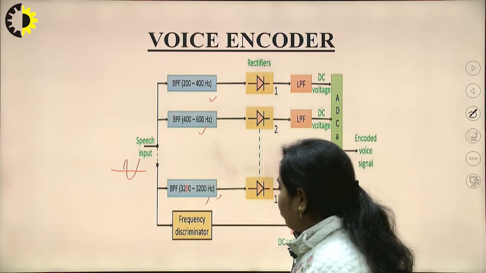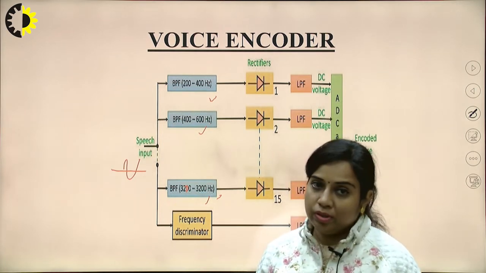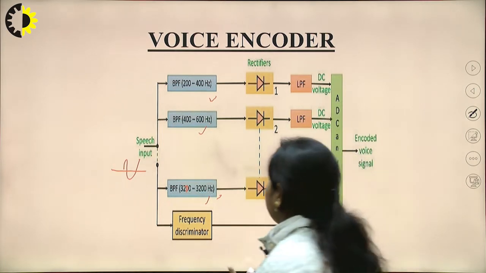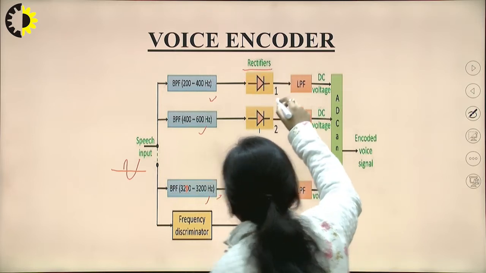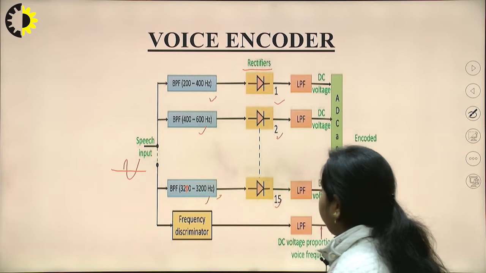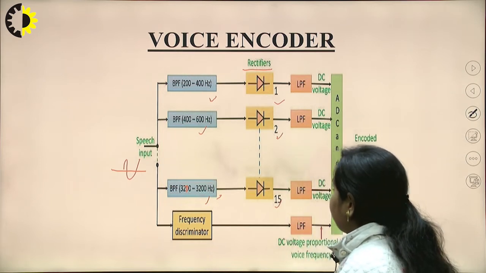Bandpass filters will be used, and there is a frequency discriminator which is going to discriminate the frequency of the input signal. Then this is passed through a series of rectifiers. So we are using 15 different rectifiers.